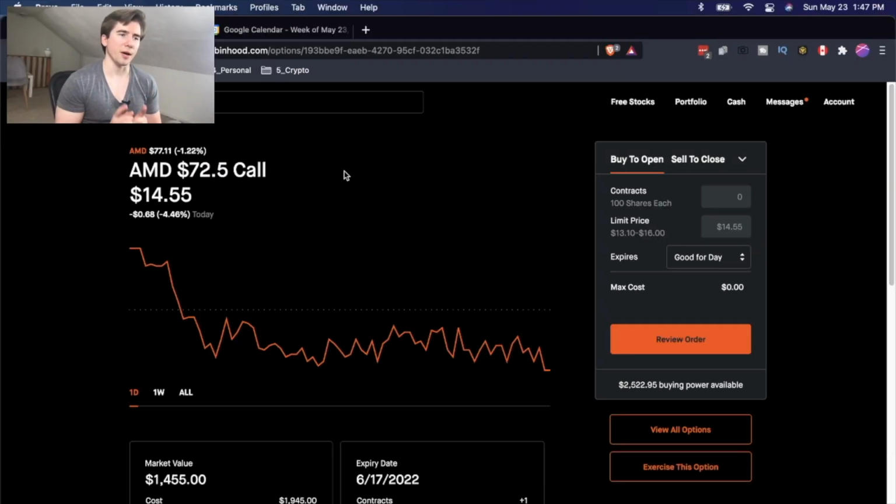So don't put down more than you're willing to lose on any option. Now that we covered the basics with call options and put options, expiration dates, and strike prices, let's move on to some real examples. The first example that I want to take you through is an option that I already have open, and this is the call option on AMD.